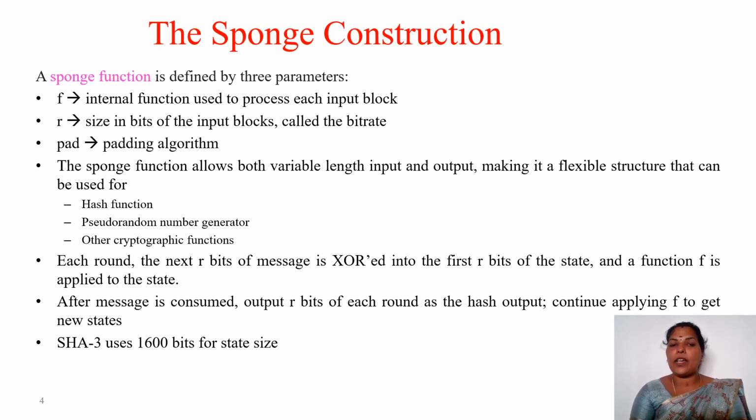And here SHA-3 uses 1600 bits for the state size. So this is about the sponge function. Let us see how the input and output work in the sponge construction process.